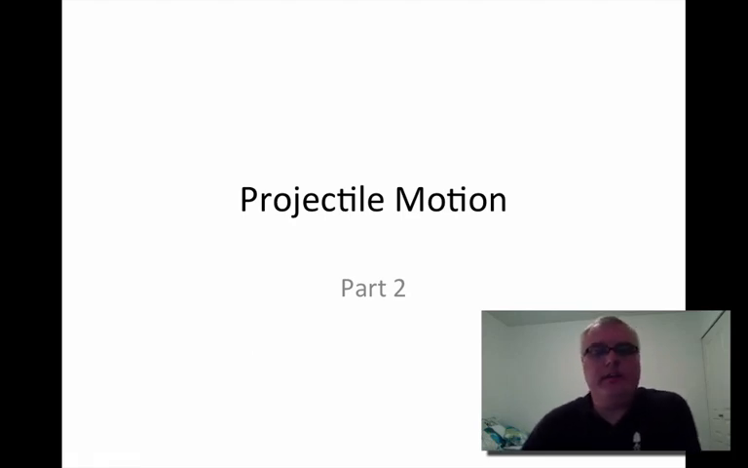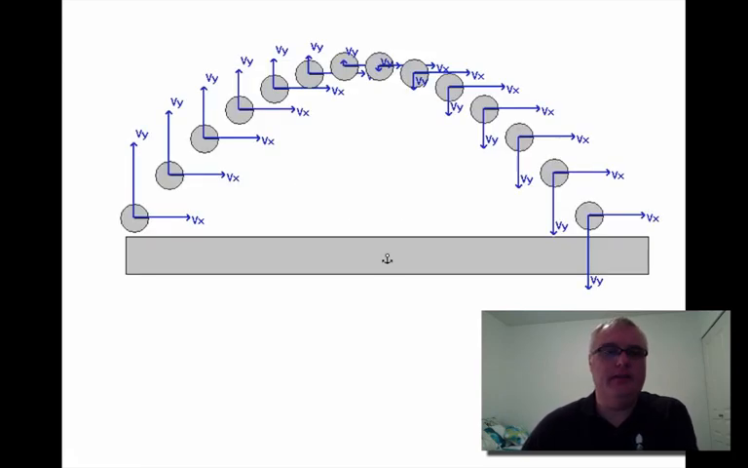This is the second video of projectile motion. So we're going to talk about the second type of projectile motion, and I've diagrammed that here. In this type of projectile motion, the object starts off on the ground with a velocity which is slightly upwards and slightly horizontal. So it has both an x and a y component.